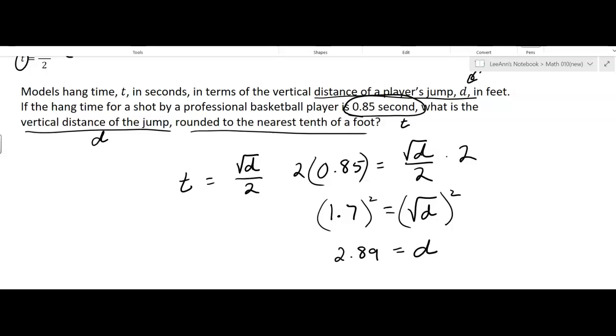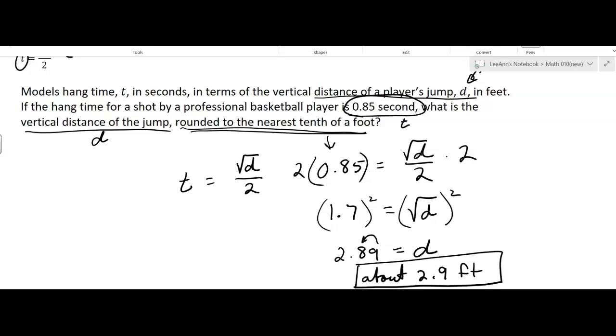Okay, so let's see if we can figure out what all this means. So the player is in the air less than a second, so 0.85 seconds, and we want to know how far his vertical distance is. So did he jump? It looks like he jumped almost 3 feet, but they want this rounded to the nearest tenth of a foot, so that's going to go up to 2.9. So about 2.9 feet.